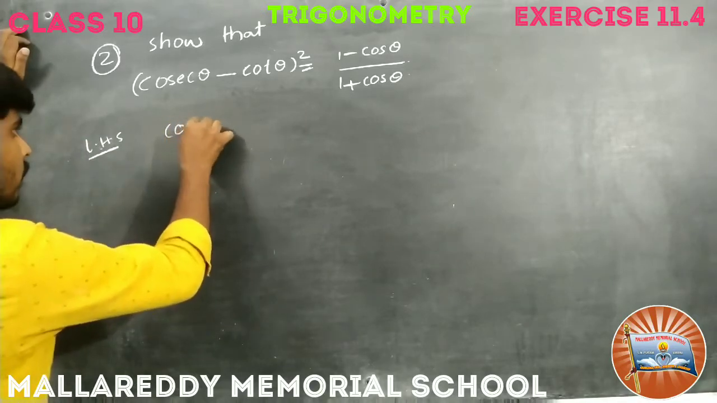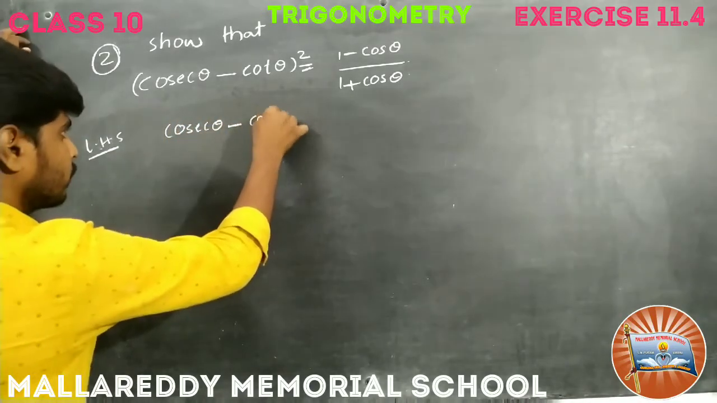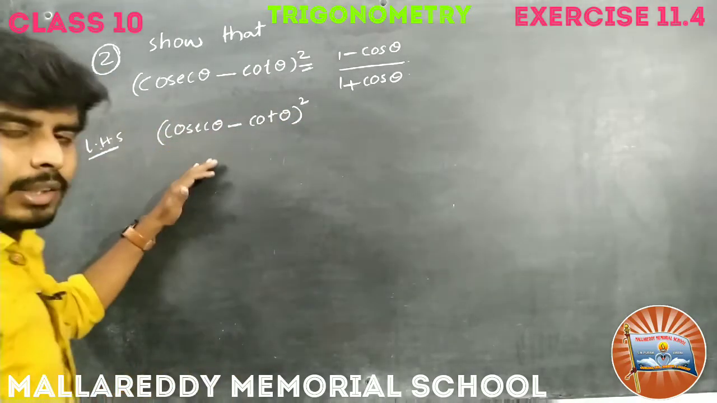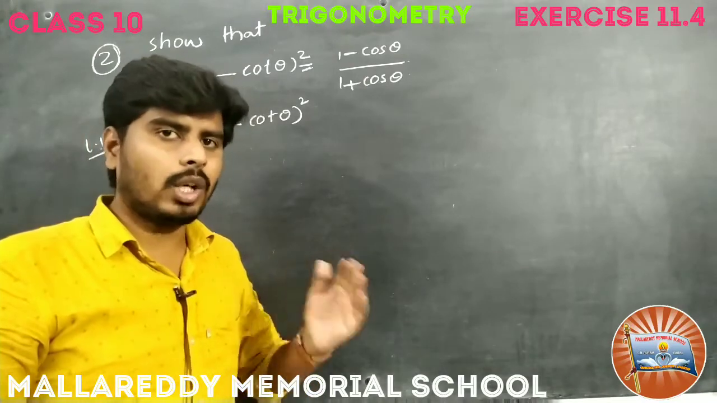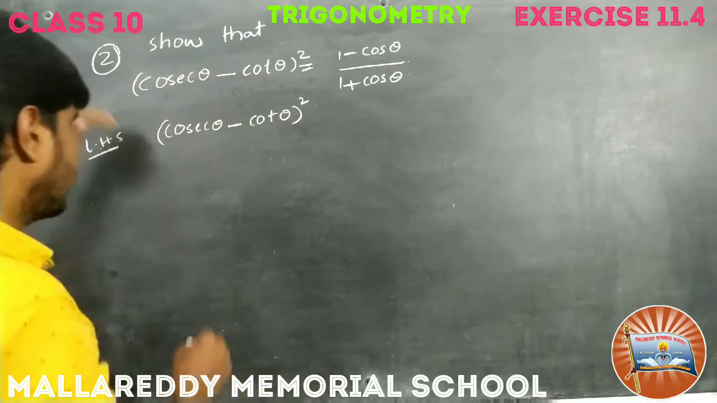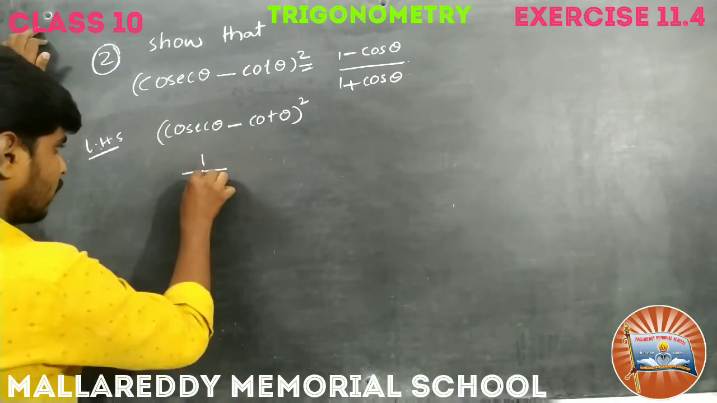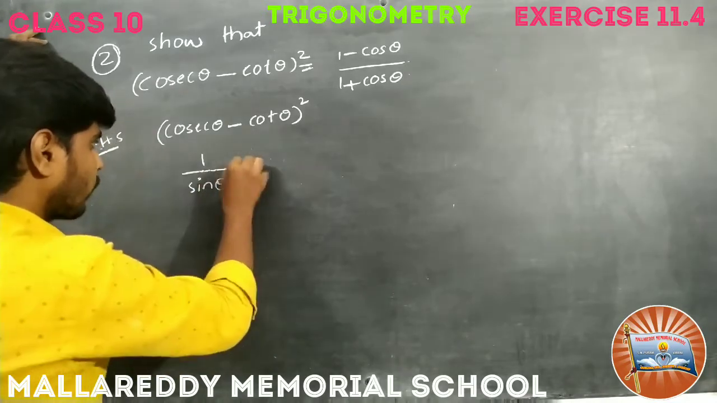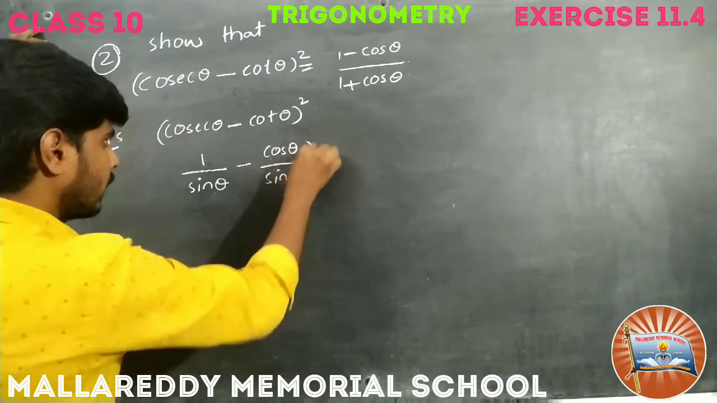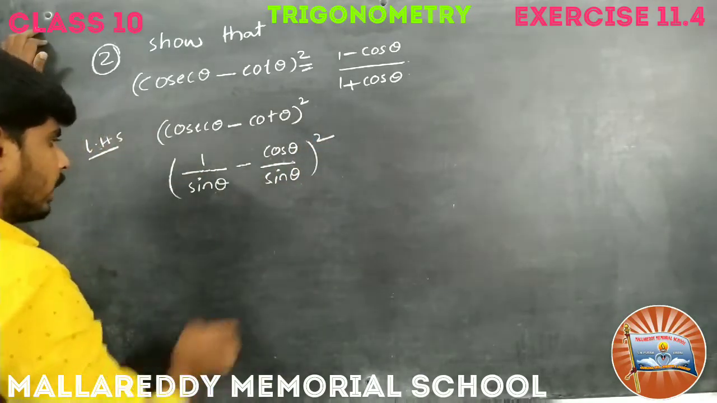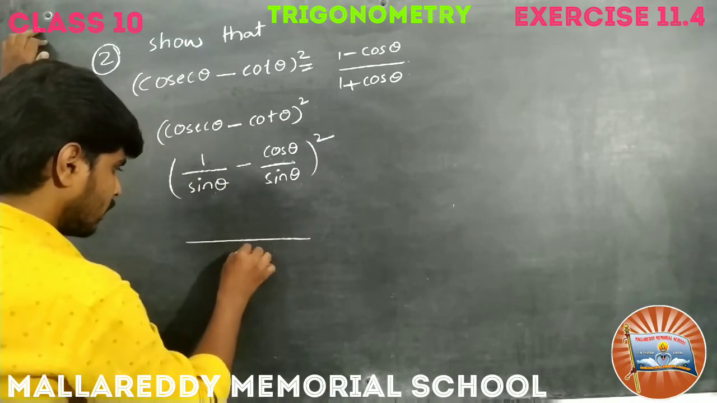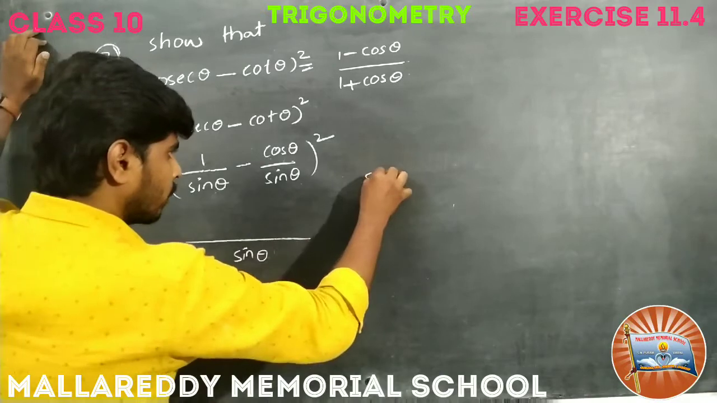LHS. So (cosec theta minus cot theta) whole square is given. So this cosec theta we can write as 1 by sin theta, and cot theta we can write as cos theta by sin theta, isn't it? Right. So I am writing cosec theta as 1 by sin theta and cot theta as cos theta by sin theta, whole square. Okay. So take the LCM of these two denominators here. Nothing but the LCM is sin theta.